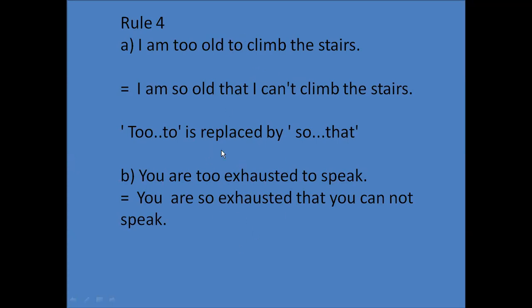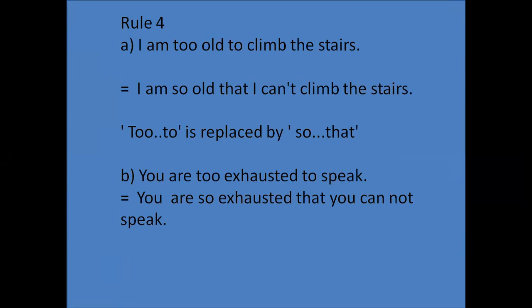The boy was... There is noise coming, isn't there? Is someone driving? Please mute them. The boy was so young that he could not solve the problem.